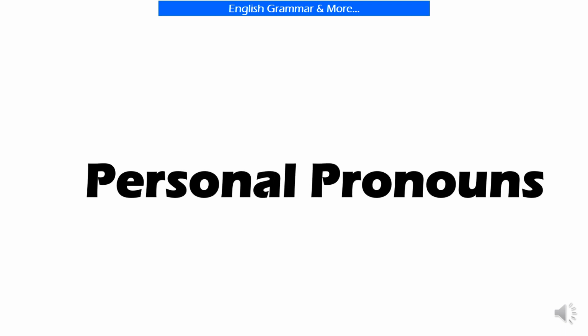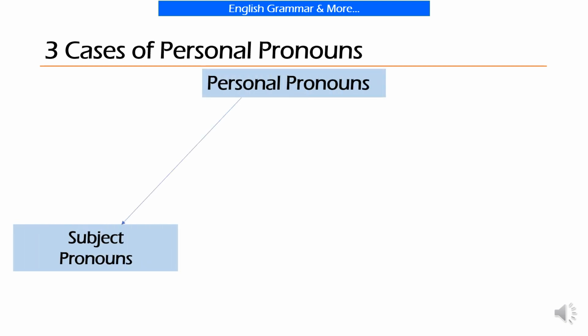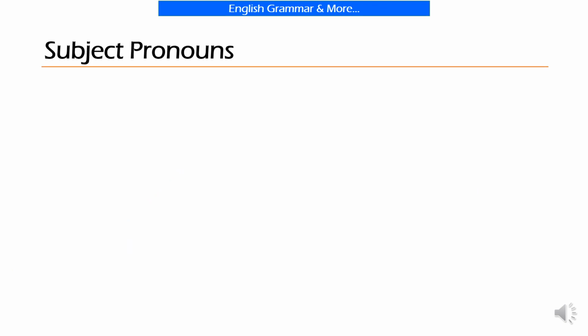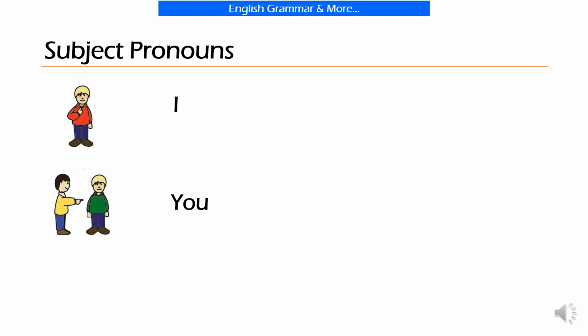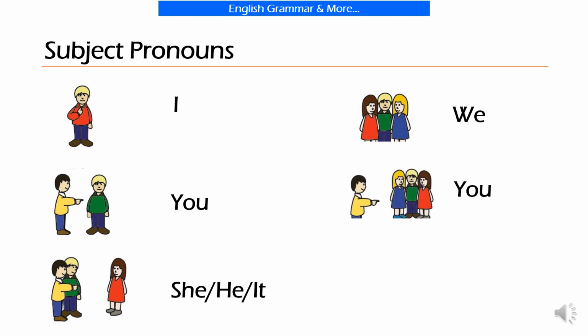Personal pronouns. There are three cases of personal pronouns in English. They are subject pronouns, object pronouns, and possessive pronouns. In this video, we'll learn only about subject pronouns. Subject pronouns are I, you, she, he, it, we, you, they.